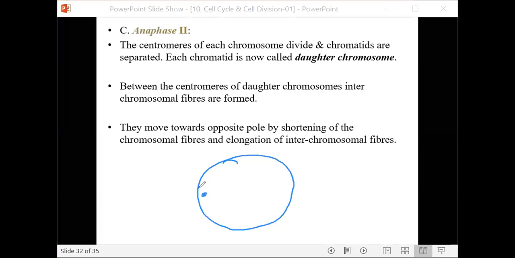So what happens in this scenario is that at metaphase, the chromosomes were arranged this way. Now over here, what we will observe is the sister chromatids will break apart and separate. They will be attached, so these spindle fibers will shorten in length and pull the chromosomes apart. The chromatids will separate. Okay, this is anaphase.